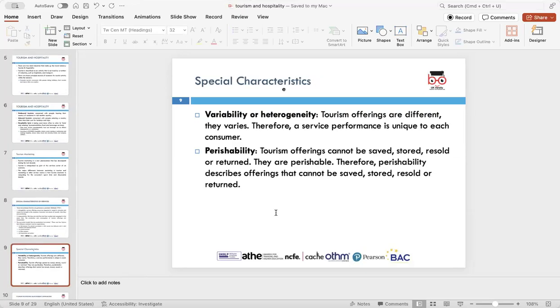In the tourism industry, variability or heterogeneity means that each tourism service is unique. So the experience for each customer can differ widely, and this is influenced by factors such as the time of service, location, and individuals' expectations.